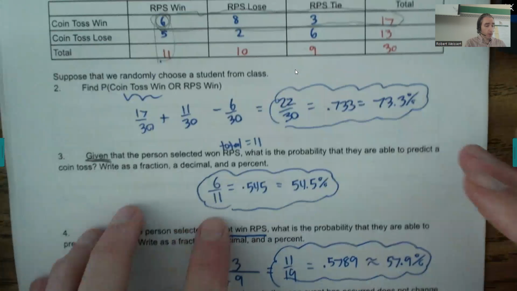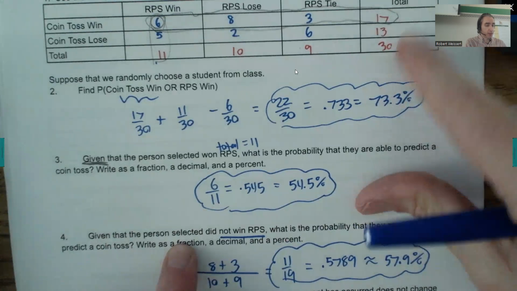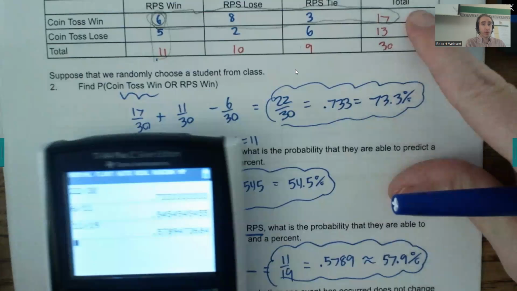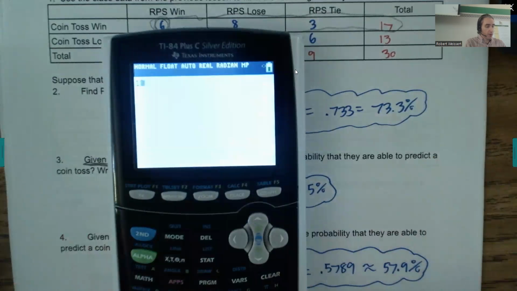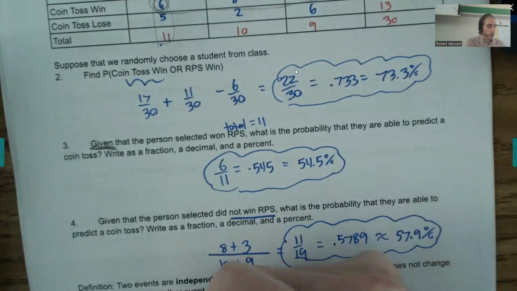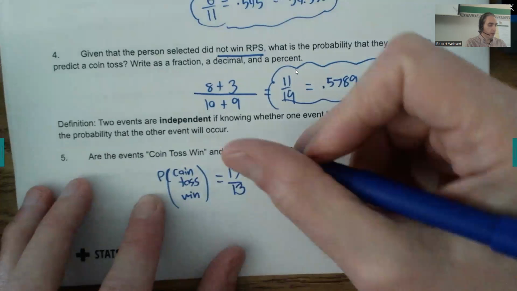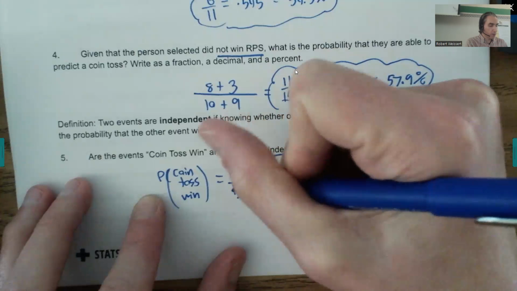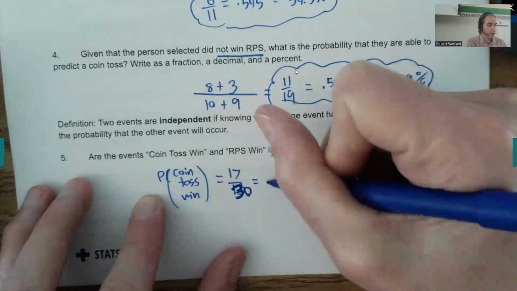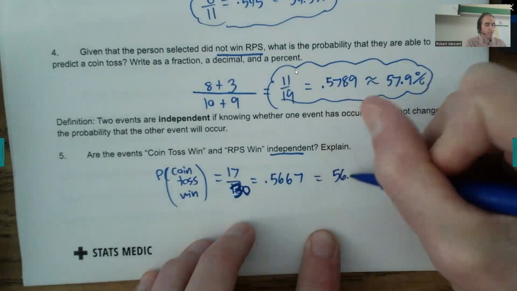Excuse me, I'm looking at the wrong one. The coin toss is 17 out of 30. That's not 73%. That's actually going to be a lot smaller. So 17 out of 30 is about 56.66%. So the probability of a coin toss win is going to be 17 out of 30, and that represents about 0.5667, so about 57% or 56.7%.